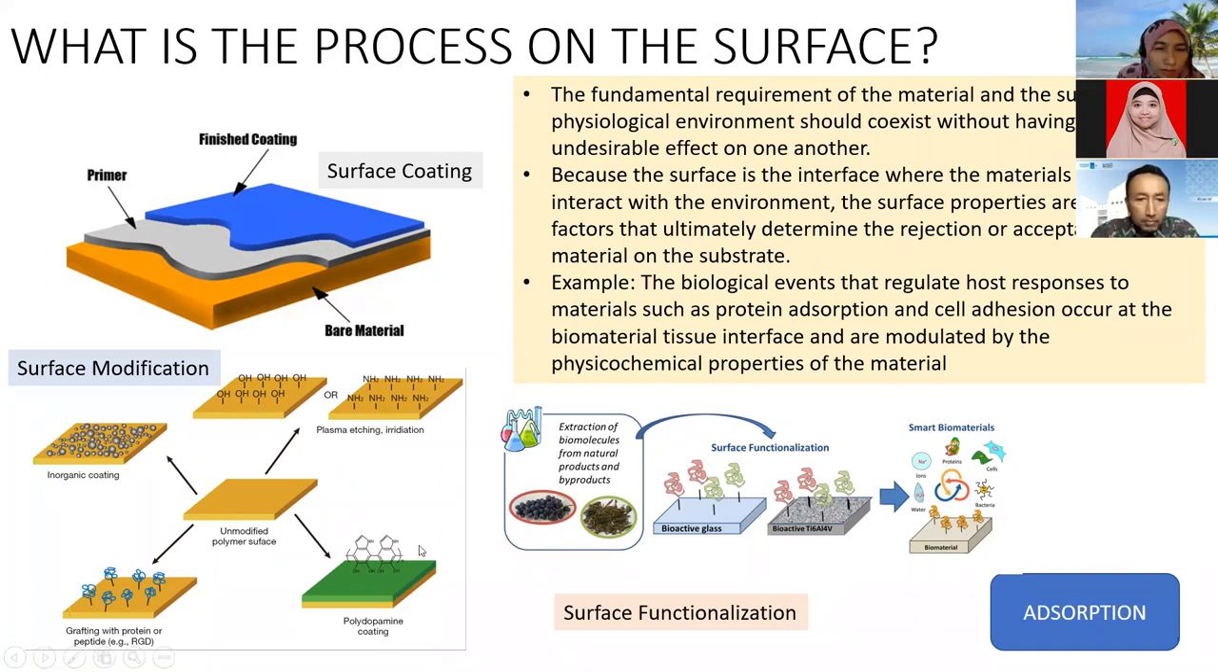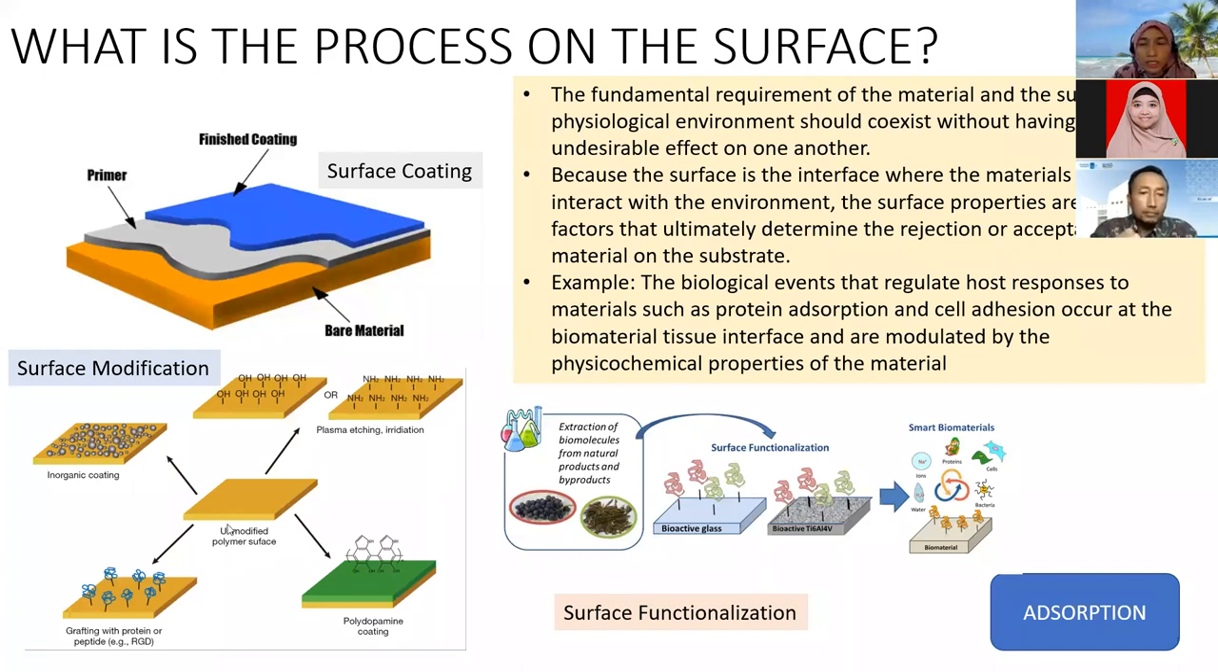What you can see here, okay, surface modification. So this is modified. This is your part, the engineer's part. As well, we in applied chemistry always do this. Unmodified polymer surface, this is a bare surface. And then we modified, we engineered the surface according to what we want to do. So this is polydopamine coating and then plasma etching irradiation, and this is when we put the hydroxyl on the top of the surface and graft the protein or peptide onto this polymer. And this is inorganic coating at the top of this polymer surface.